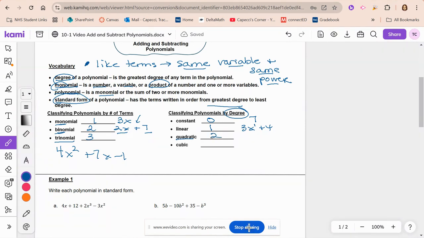Quadratic means the highest power is 2. We have something to the second power, x to the second plus 3. Cubic is something to the third power, and that's something like x cubed plus we could have x to the second plus 2x minus 4.